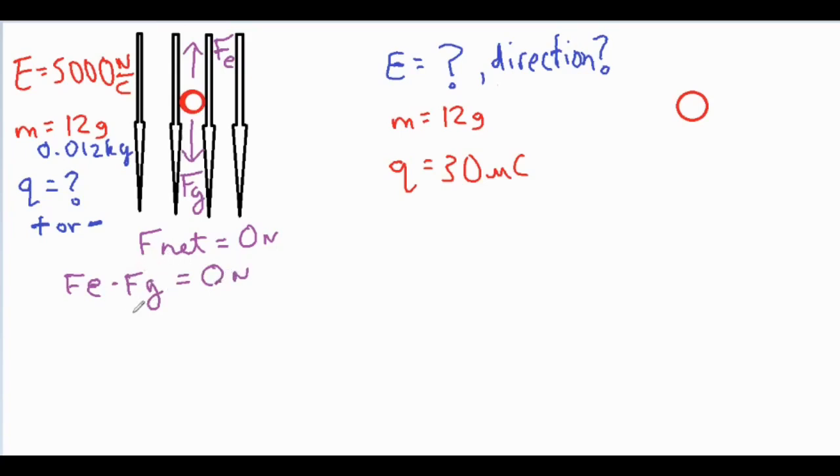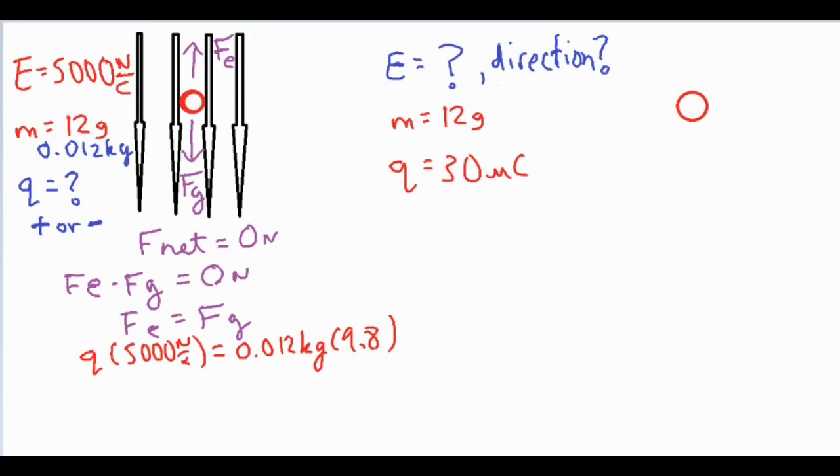So if we go ahead and add Fg to both sides, that means that those two forces are equivalent to each other. So if we go ahead and plug in those values, we know that the electric force is QE. We're looking for Q, so we don't have that. We're going to plug in our E, which is 5,000 newtons per coulomb, equals our force of gravity, which is mg. For our mg, we have a mass of 12 grams, which translates to 0.012 kilograms after you divide it by 1,000. So we have 0.012 kilograms times our constant of 9.8.